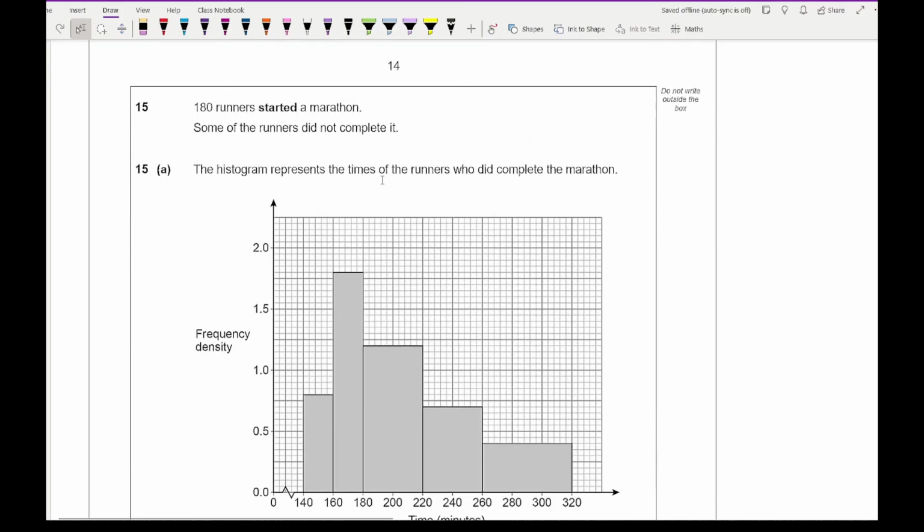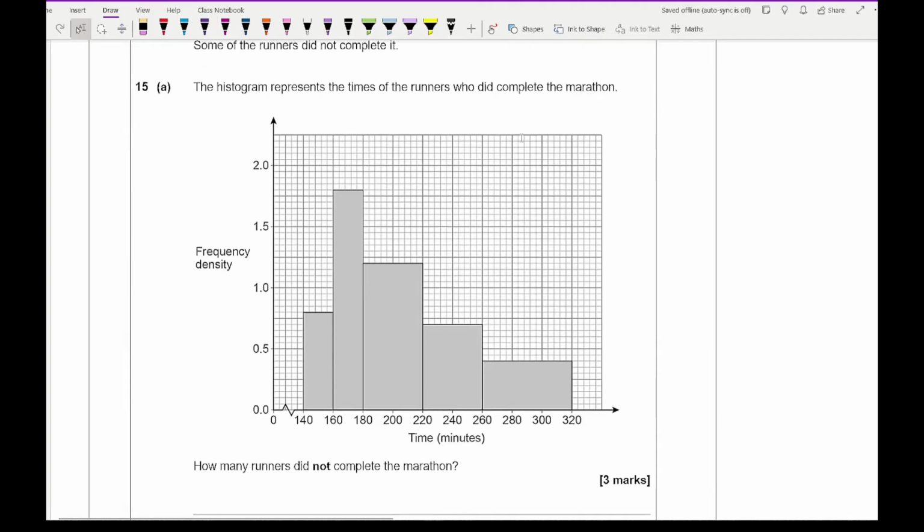Moving on to question 15, it says 180 runners started a marathon. Some of the runners did not complete it. The histogram represents the times of runners who did complete the marathon. How many runners did not complete the marathon? So for this particular question, what we need to do is work out the frequency of each of the bars. For this, we work out the area of each bar, because the area equals the frequency, which is the main property of a histogram.